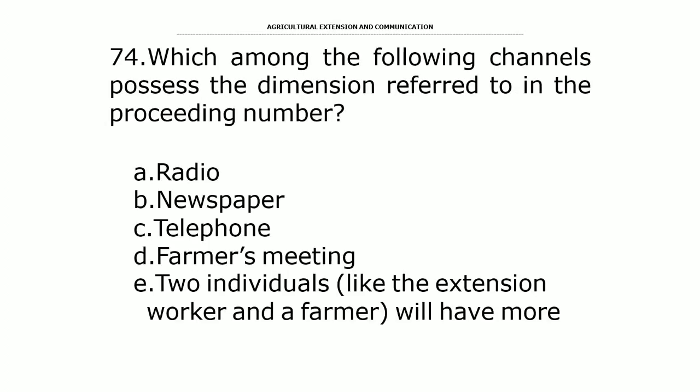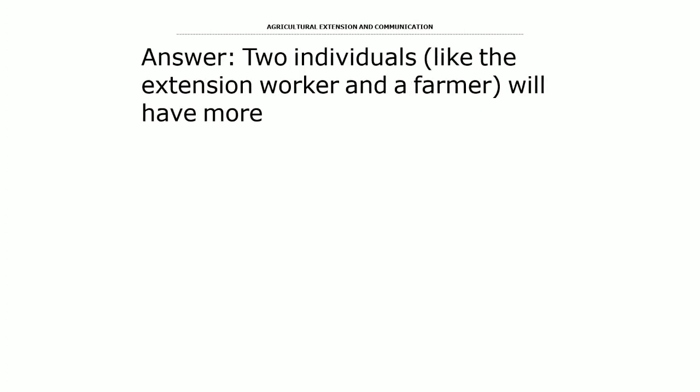Number 74. Which among the following channels possess the dimension referred to in the preceding number? A. Radio. B. Newspaper. C. Telephone. D. Farmers meeting. Or E. Two individuals, like extension worker and a farmer, will have more. The answer is two individuals, like the extension worker and the farmer, will have more.